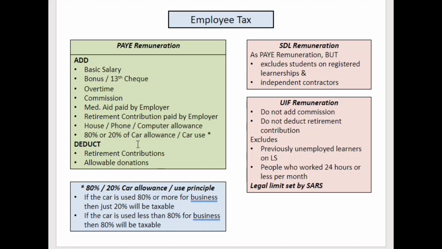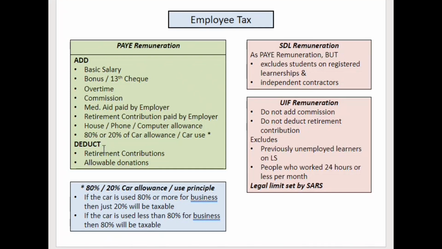But when you are using a car or have a car allowance, you are either going to indicate an 80% or 20% tax liability on the amount based on the principle in the second block here. If the car is used 80% or more for business, then just 20% will be taxable. But anything less, 79%, then you are going to be taxed on 80% of that amount. Yes, always.